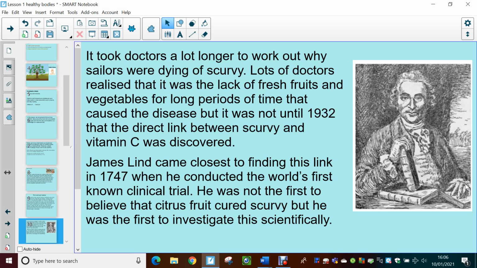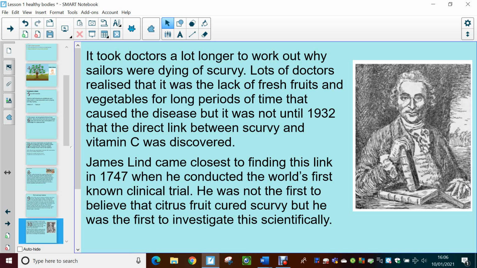It took doctors a lot longer to work out why sailors were dying of scurvy. Lots of doctors realised that it was the lack of fresh fruits and vegetables for long periods of time that caused the disease, but it was not until 1932 that the direct link between scurvy and vitamin C was discovered. James Lind came closest to finding this link in 1747 when he carried out the world's first known clinical trial.